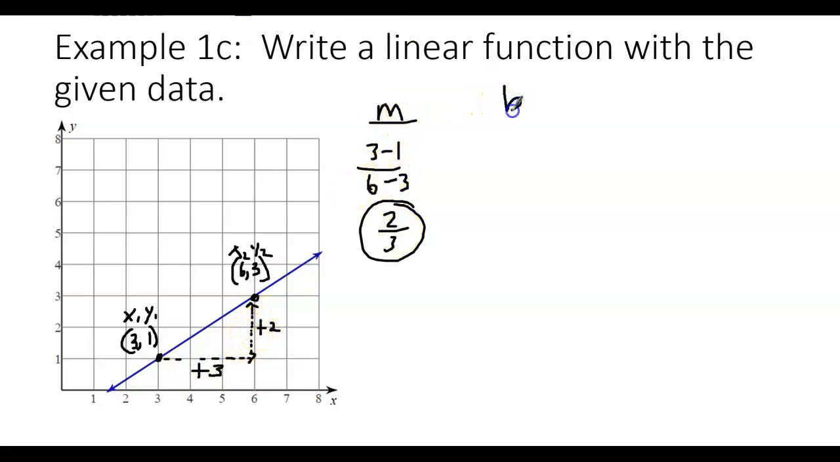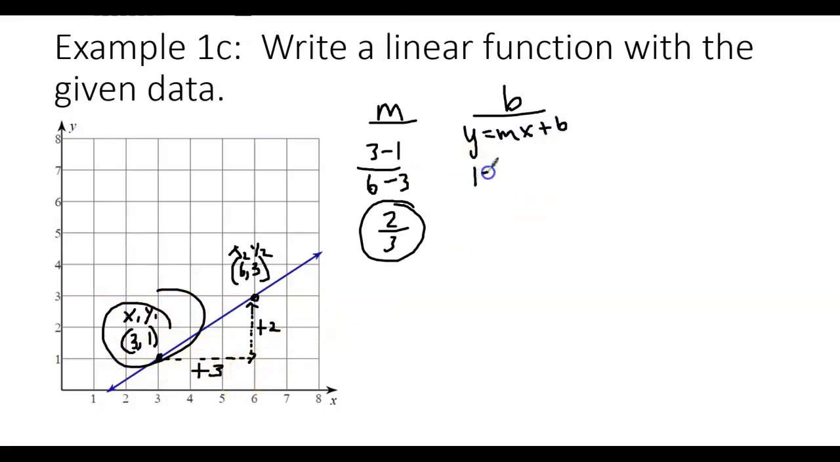All right, for part B, I want to find the y-intercept. Now, if it's a graph, sometimes you can tell just by looking at the graph where it touches the y-axis. We're not going to have that luxury here because it never quite makes it there on our picture. We don't have enough picture to see where it touches the y-axis. So we're stuck with using the older method, which is where you just pick a point and a slope, and plug it in. So let's go ahead and go with this point right here, 3, 1.